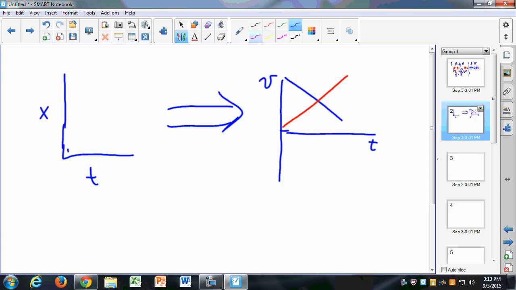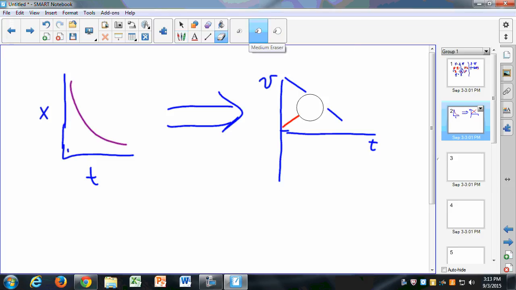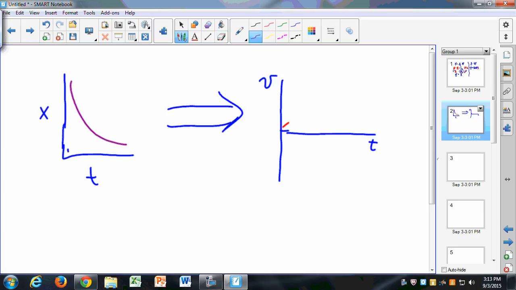All right, so what if I had a graph like this? Is that initially positive or negative? It's negative. Is it big or small? It's big, right? So I'm going to start out negative and big, and then I get closer to 0. Remember, the negative represents a sign, not a value. So whenever I talk about the negative, that means it's in the negative direction. Okay?